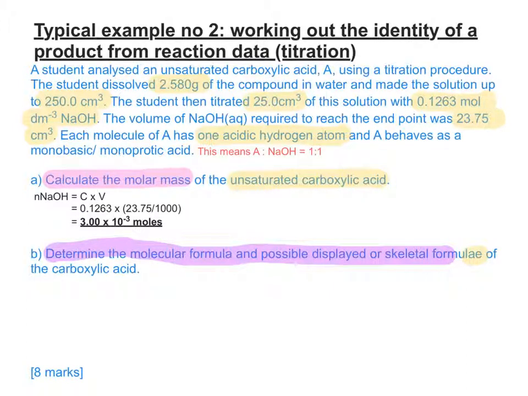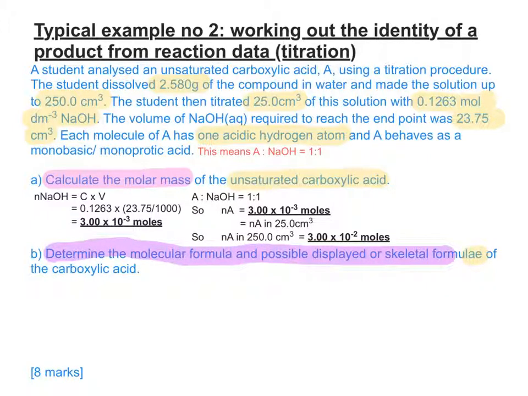So we can do a simple calculation, can't we, to work out the number of moles of NaOH. I've taken my number of moles per decimetre cubed and I've timesed it by the average titre, 23.75, dividing that by 1,000 to convert to decimetres cubed. It gives me 3 times 10 to the minus 3 moles. Now we also know that that's going to be the same number of moles of acid as well. So not forgetting our mole ratio, it's the same number of moles of acid, but that's only the moles of acid in 25 centimetres cubed. We want to know how many moles are in the original 250 centimetres cubed, so we multiply that by 10.